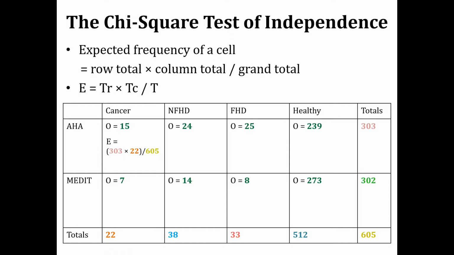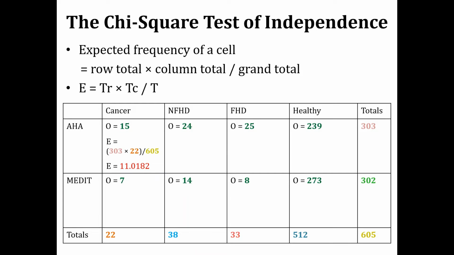The expected frequency for the first cell, which represents cancer cases on AHA diet: the row total for this cell is 303 and the column total for this cell is 22. They are multiplied and then divided by the grand total, which is 605. The expected frequency is 11.0182.